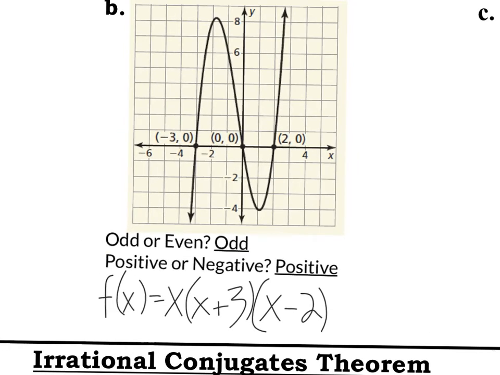Just anytime it's going through 0, 0, it'll be like x plus 0 or x minus 0, but you don't have to write the plus or minus 0. You just have to write an x.